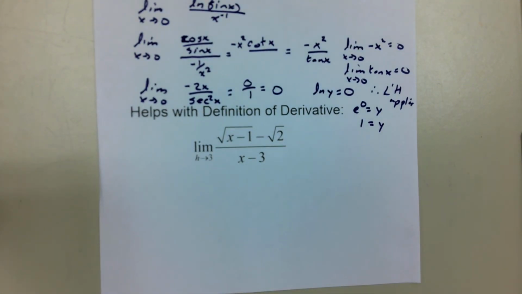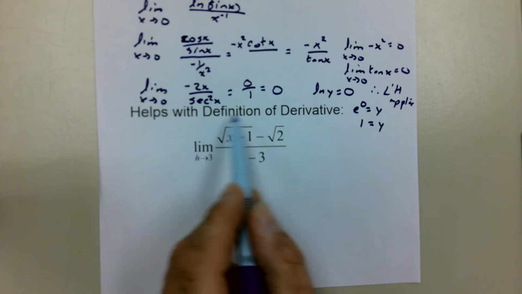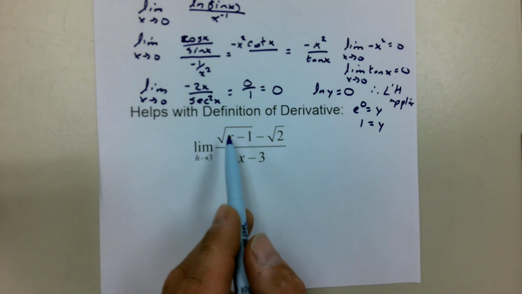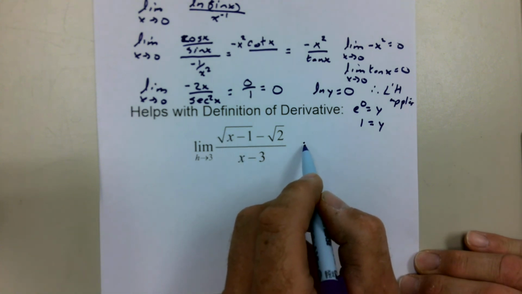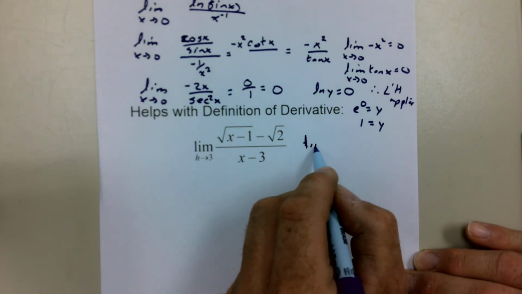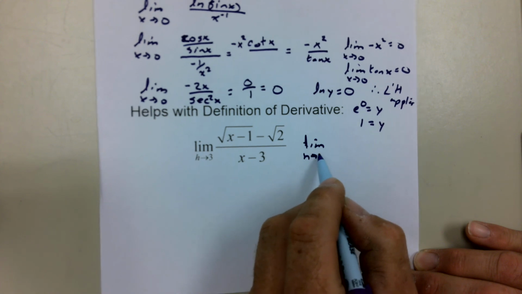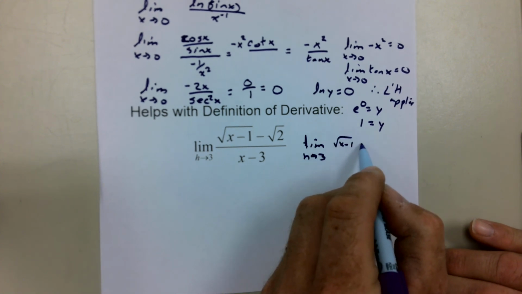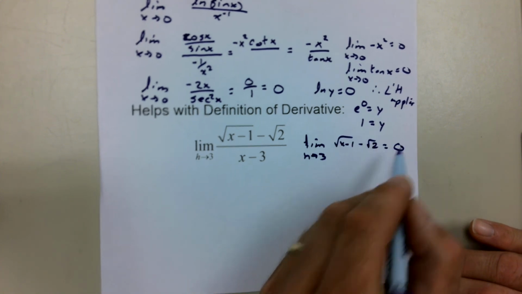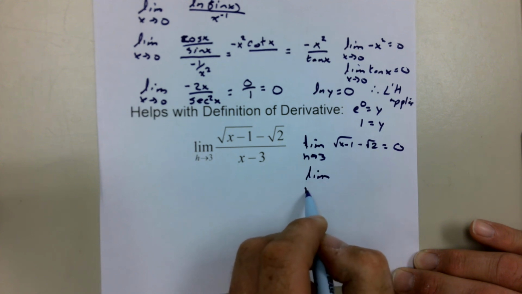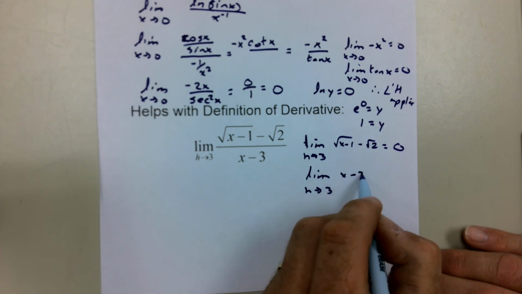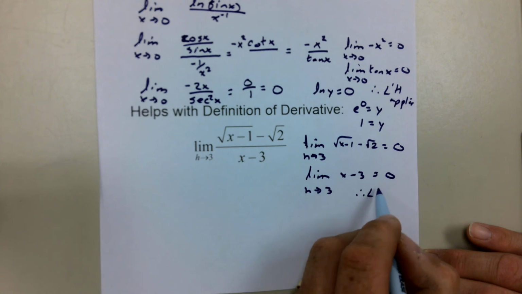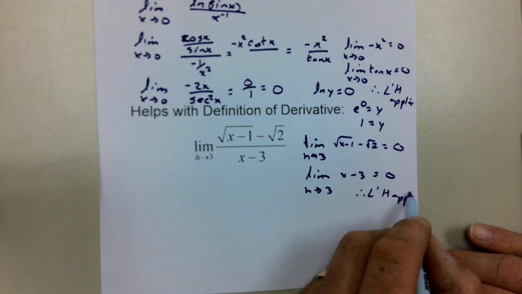Last but not least, we're going to do the definition of derivative. We've worked with this quite a bit. If we plug in 3, we end up with 0 over 0. So we have the limit as h goes to 3 of the square root of x minus 1 minus the square root of 2 equals 0. The limit as h goes to 3 of x minus 3 equals 0. So L'Hopital's rule will apply.